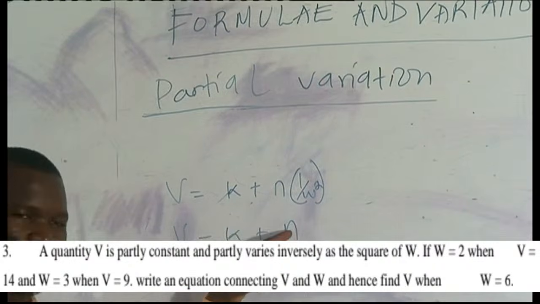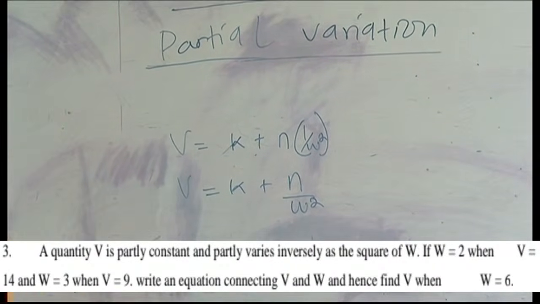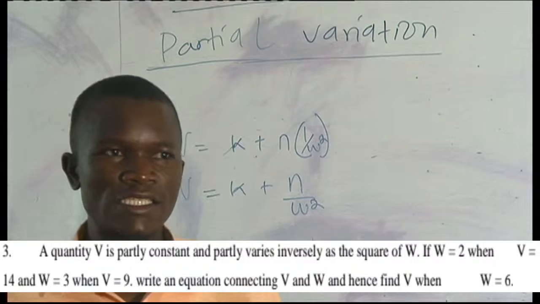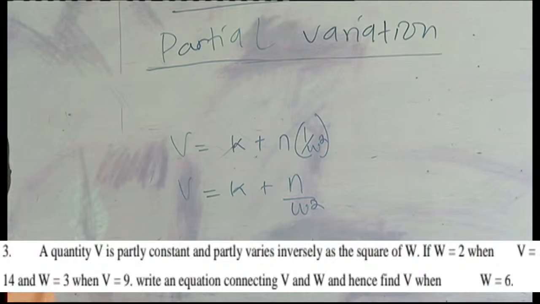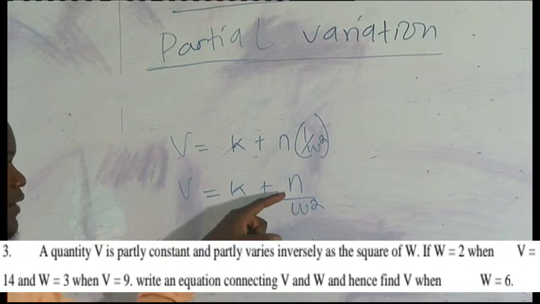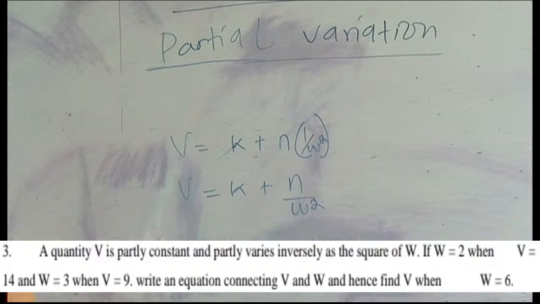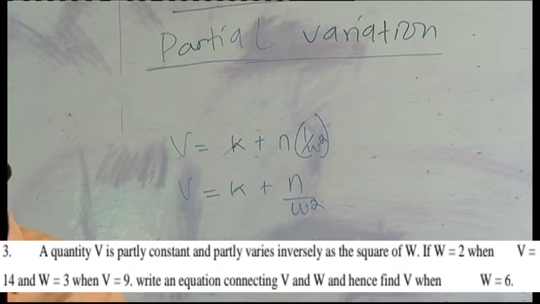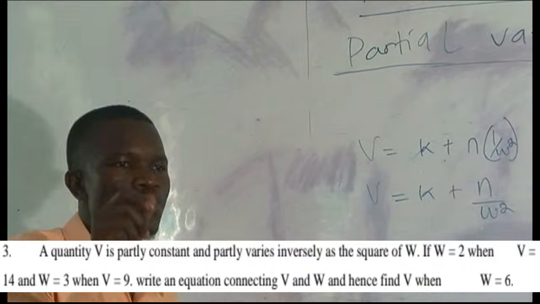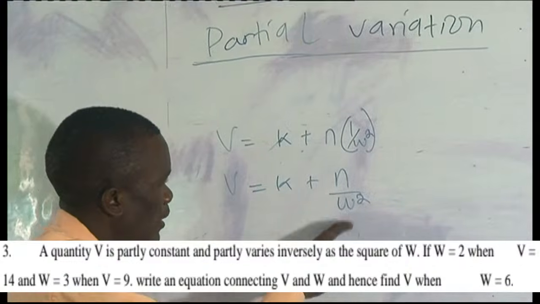But why am I introducing this K here? Partly, to me, it is not constant. W varies as the inverse of W also varies. So to mean you need to get some coefficient of that inverse of W. So this N here is the constant of proportionality under the inverse of W. Then we need to get the equation connecting the two. Now, the equation connecting the two, then we find the V when W is 6. What do we do to get the equation connecting V and W?